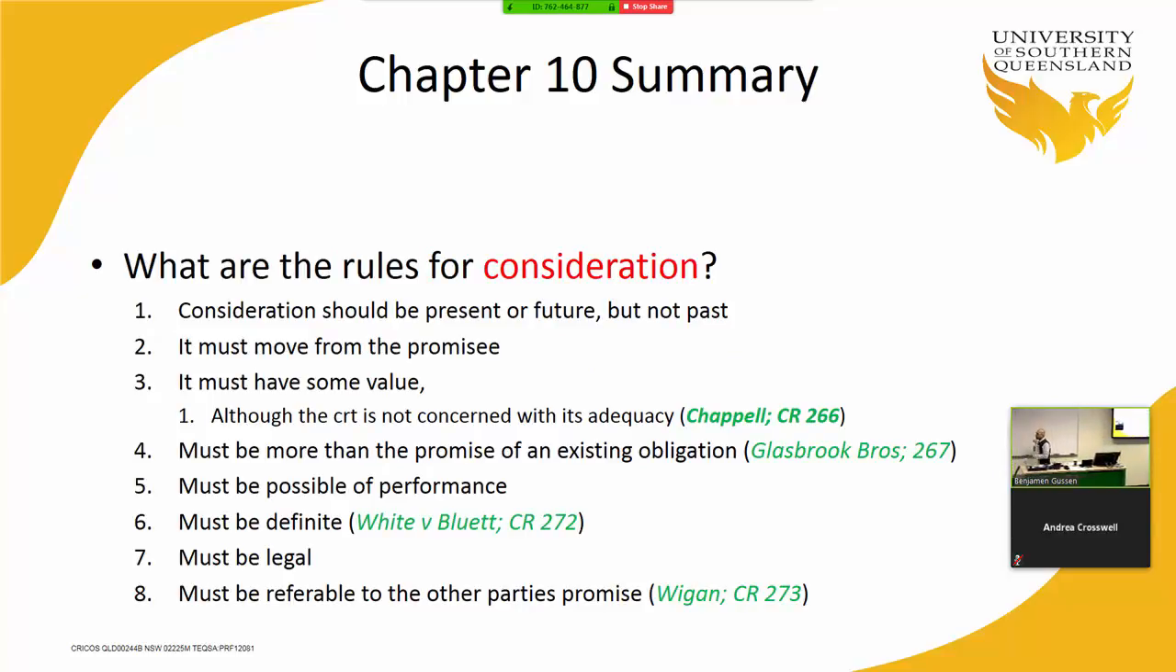As we saw, for agreement we have rules for offers and rules for acceptance, and now we have rules for consideration. The first rule says you must have a present consideration, or a future one, but not past. Let's look at an example. I say to Bill, I want to give you this pen for $10, and Bill is going to accept it from me for $10.